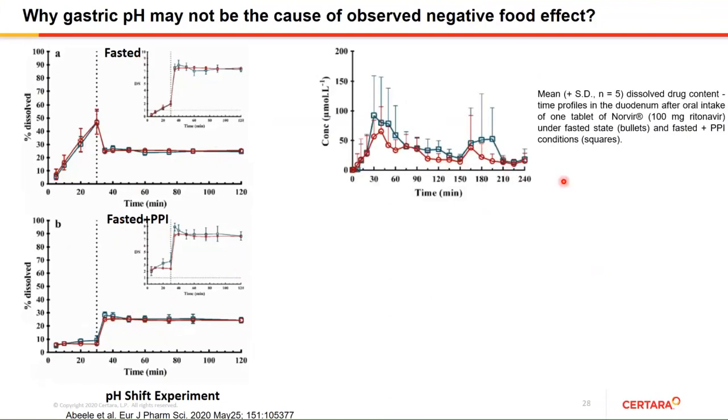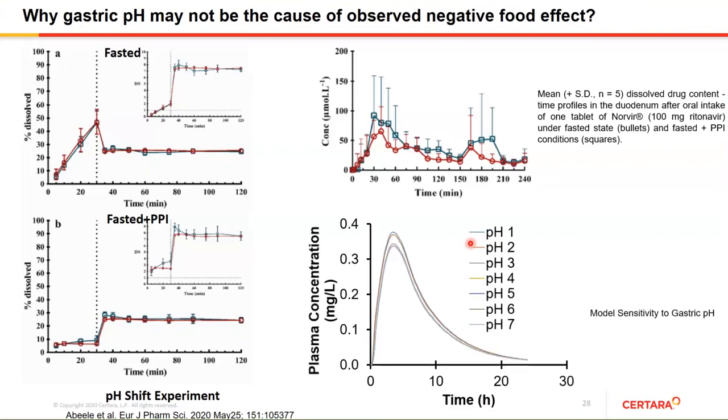They also took duodenal aspirate samples from healthy volunteers. They administered ritonavir 100 milligram to 5 healthy volunteers, and they took both stomach and duodenal aspirates. And you can see that in the duodenal aspirates, both fasted and fasted plus PPI had nearly the same profiles. So what they observed in vitro was actually the observation in vivo as well. If the pH in the stomach is important, then you should see differences in the duodenum as well, but you don't really see that. And that's why we believe that the pH in the stomach is not a very important factor in governing the food effect which is observed for ritonavir.